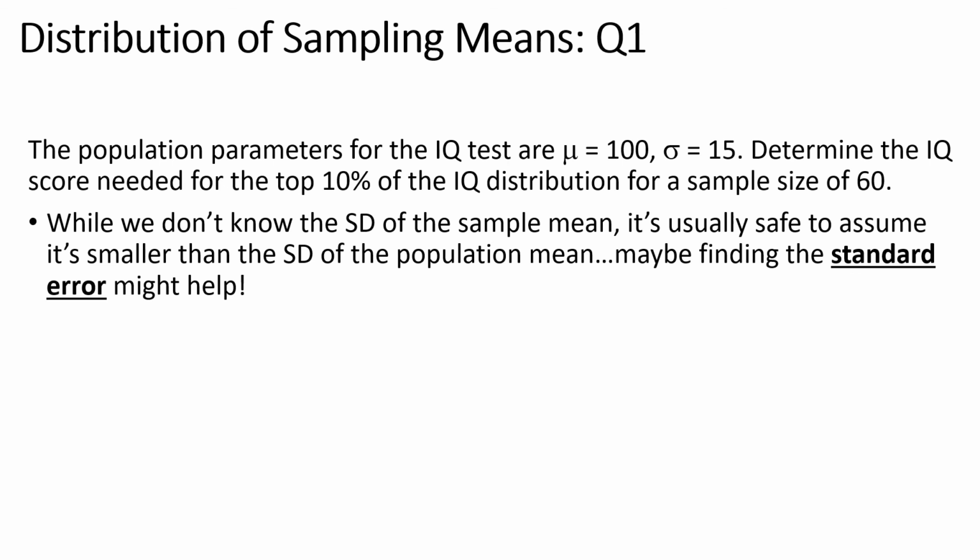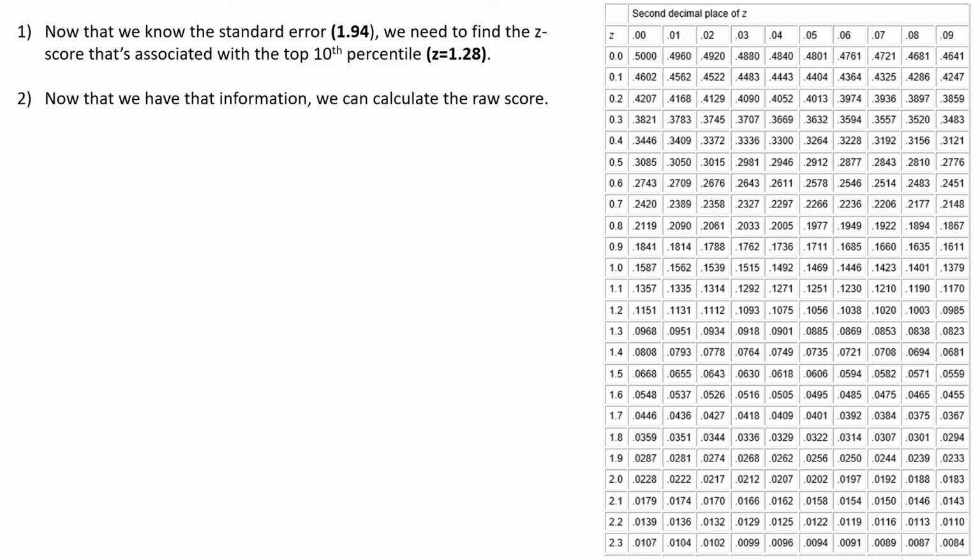So this is specific to that sample size of 60 as opposed to the population, which is what we were working with before. So we don't know the standard deviation of the sample, but chances are the standard deviation of the sample is going to be smaller, usually this is the case, than the standard deviation of the population, because we're literally taking this sample from the population. So maybe finding the standard error might be helpful in this situation. And we know the equation for standard error. So we get 1.94. And now we know the standard error.